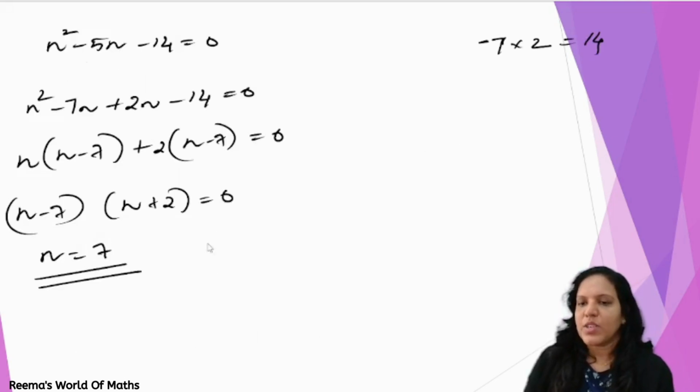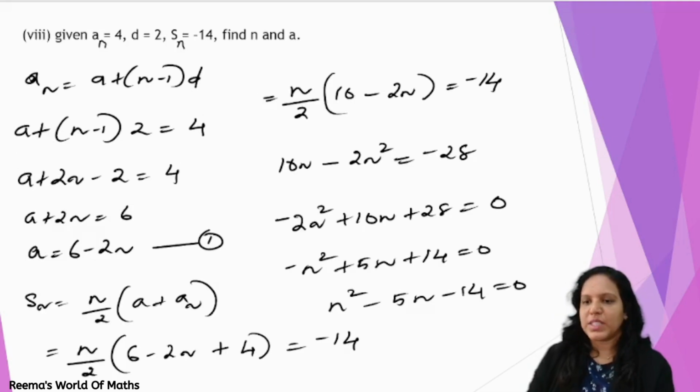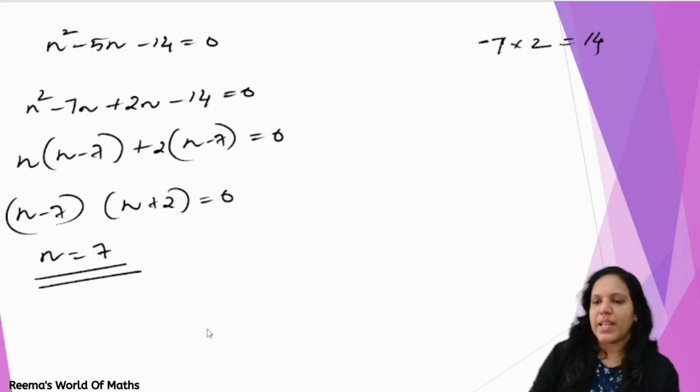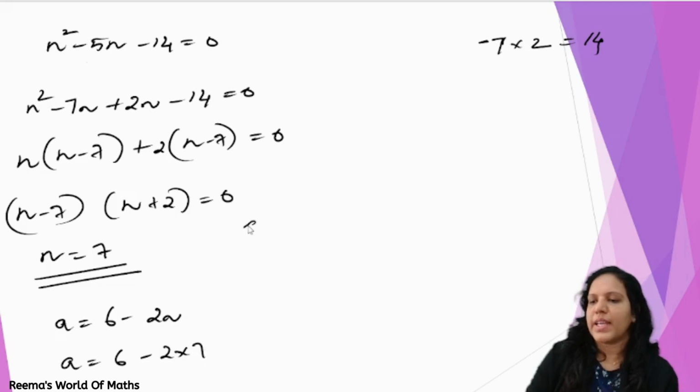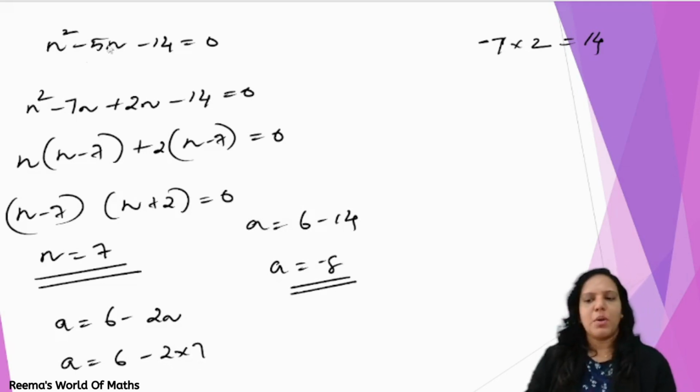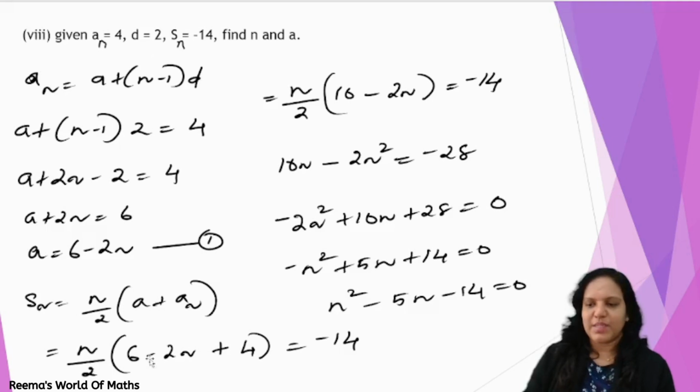Now let's find a. Let's replace this value in any of the equations. We have a equals 6 minus 2n, correct? So a equals 6 minus 2 times 7. So that is 14. a equals 6 minus 14. a equals minus 8. So a equals minus 8 and n equals 7. Let's see the next question.